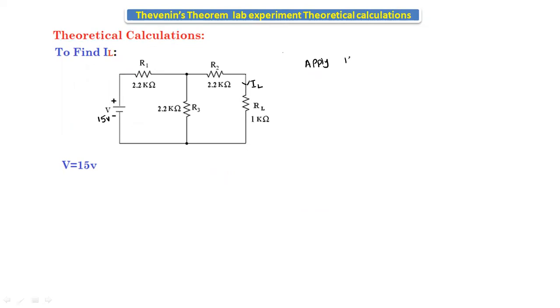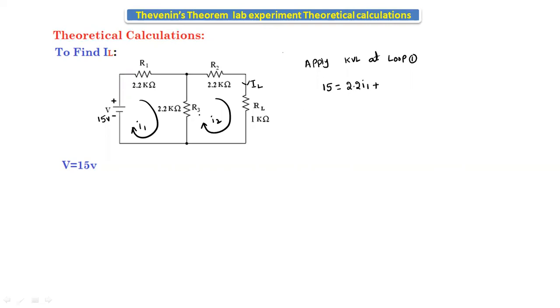Now I'm applying KVL at loop 1. Assume that in loop 1, I1 current is flowing. Assume that in loop 2, I2 current is flowing. Now let's apply KVL at loop 1. We get -2 plus 15 is equal to 2.2 into I1.